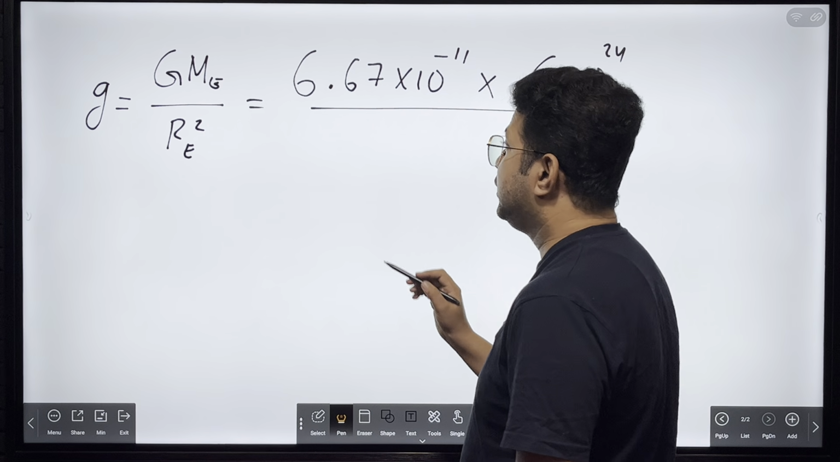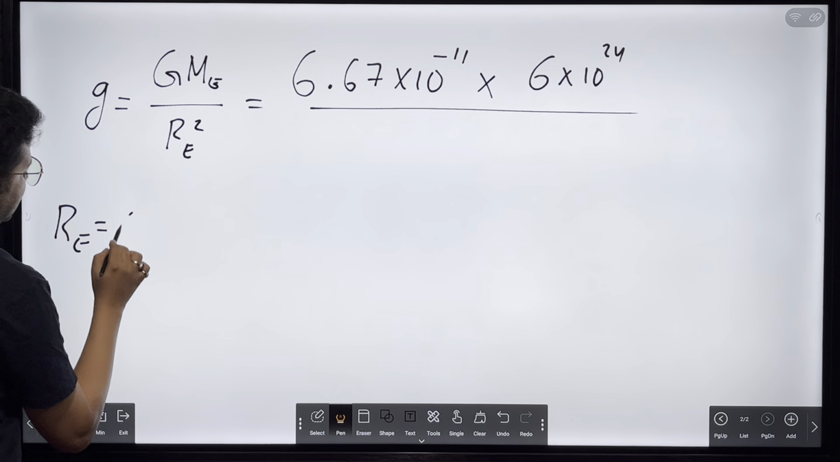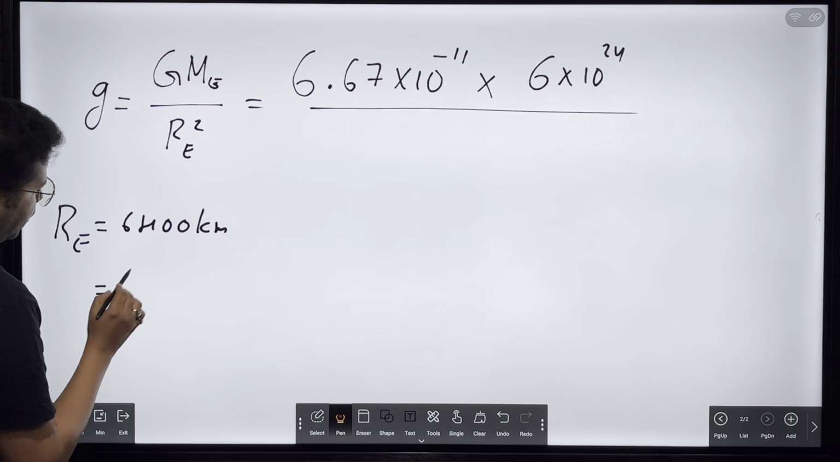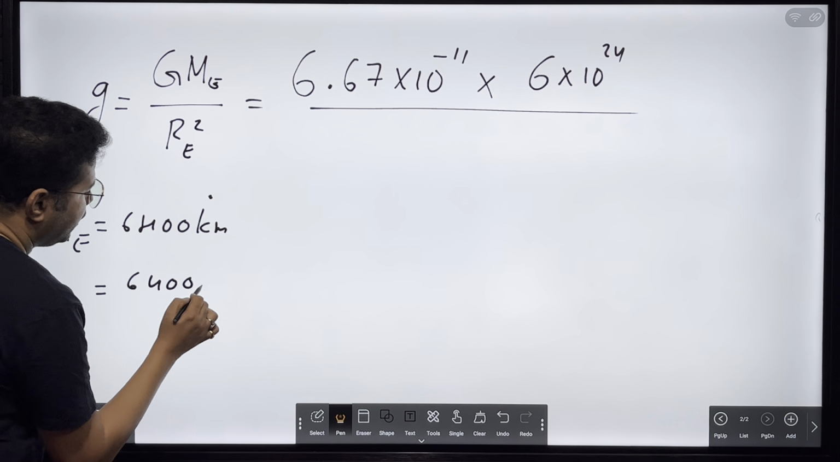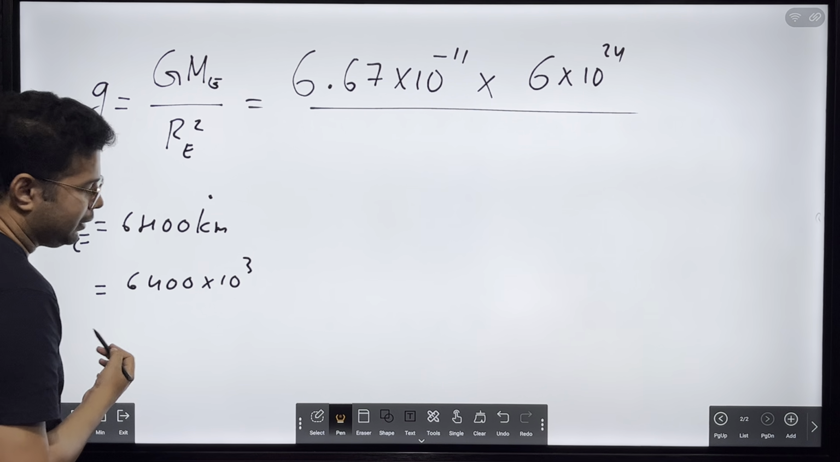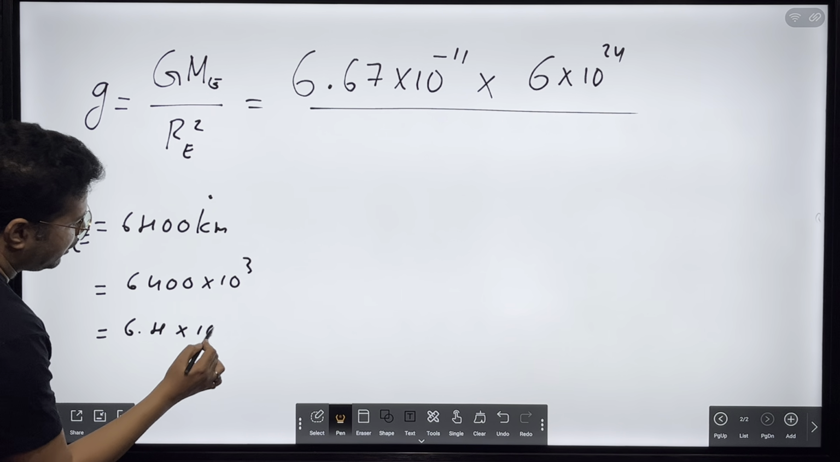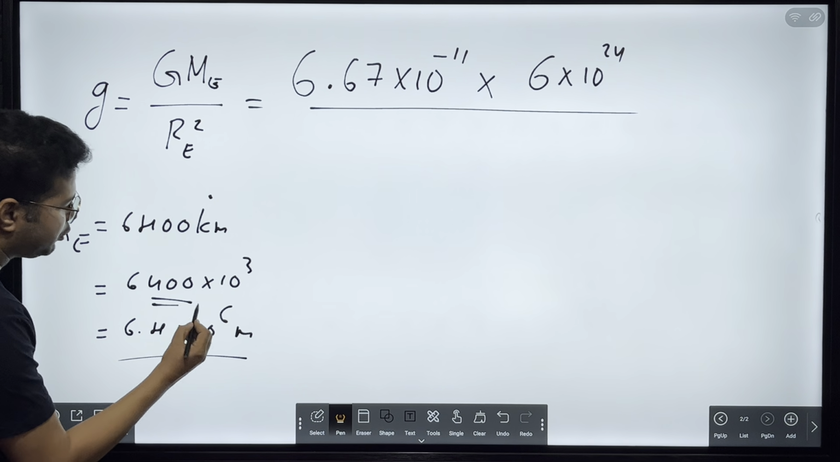Radius of earth is 6,400 kilometers. I'll write this as, okay, kilo means 10 to the power 3, correct now? 6,400 into 10 to the power 3 meters, or I'll write it as 6.4 into 10 to the power 6 meters. 6.4 into 10 to the power 6, because here there is one 10 to the power 3.